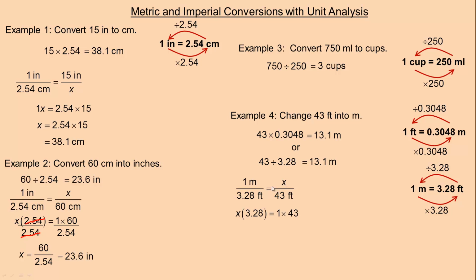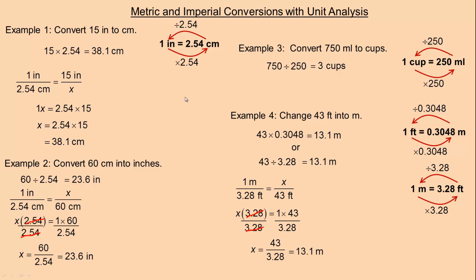Cross multiplying, x times 3.28 would equal 1 times 43. And so I'll divide out the 3.28. Those 3.28s are going to divide out. They're gone like that. So to find x, 1 times 43 is just 43, so it's 43 divided by 3.28. Same thing I did right here. So it should get 13.1 meters again. Now, that's the end of conversions.